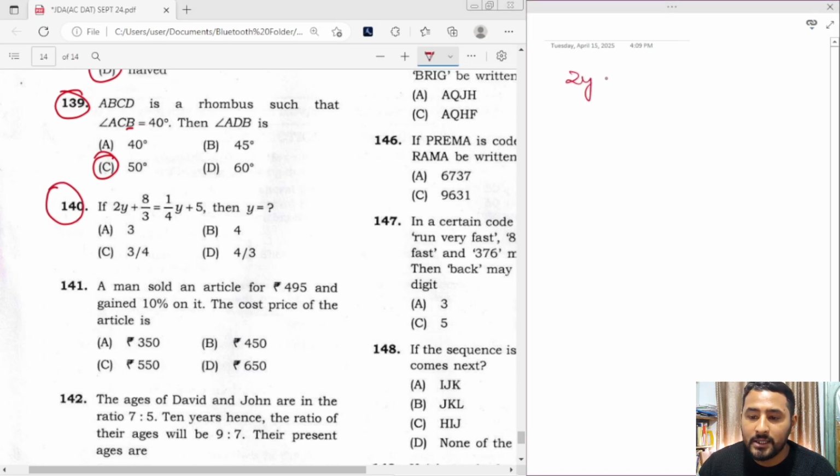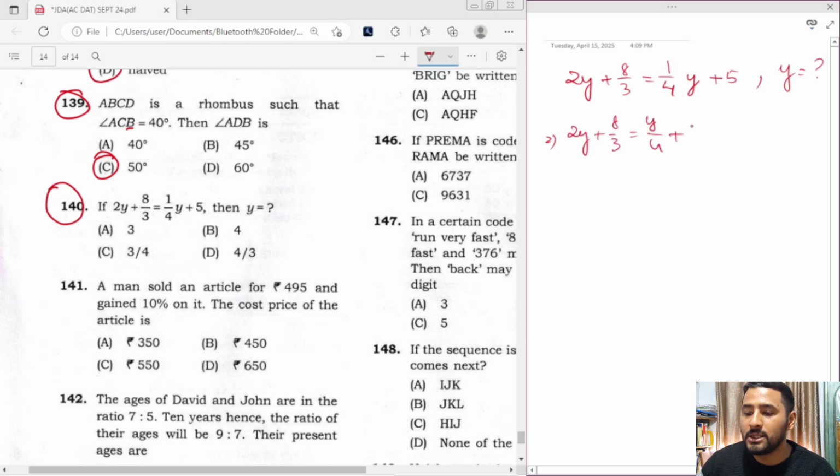If 2y plus 8 by 3 equal to 1 by 4 y plus 5, we need to find the value of this y. Very easy, just solve this one. You can write 2y plus 8 by 3 equal to y by 4 plus 5. So what you can do, bring this y to the other side, the variable: 2y minus y by 4 equal to 5 minus 8 by 3. What I did, I just interchanged the variables and the constant terms.